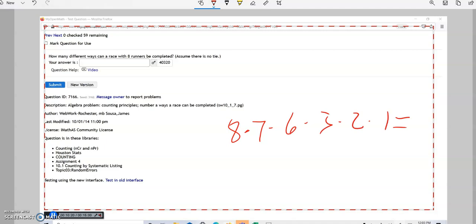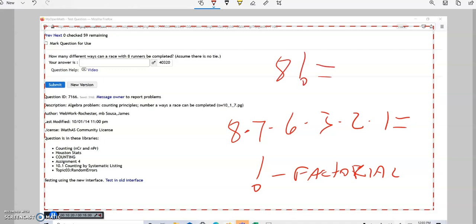And if you multiply 8 times 7 times 6 times 3 times 2 times 1, you get your answer. You can go to your calculator, and this exclamation point in your calculator is called a factorial. Okay, you could hit that too if you know how to use it. You would hit just 8 factorial, and 8 factorial is that. You don't have to type 8 times 7 times 6 times 3. So in other words, if there were 40 runners, you don't want to do that. You would just hit 40 factorial on your calculator.